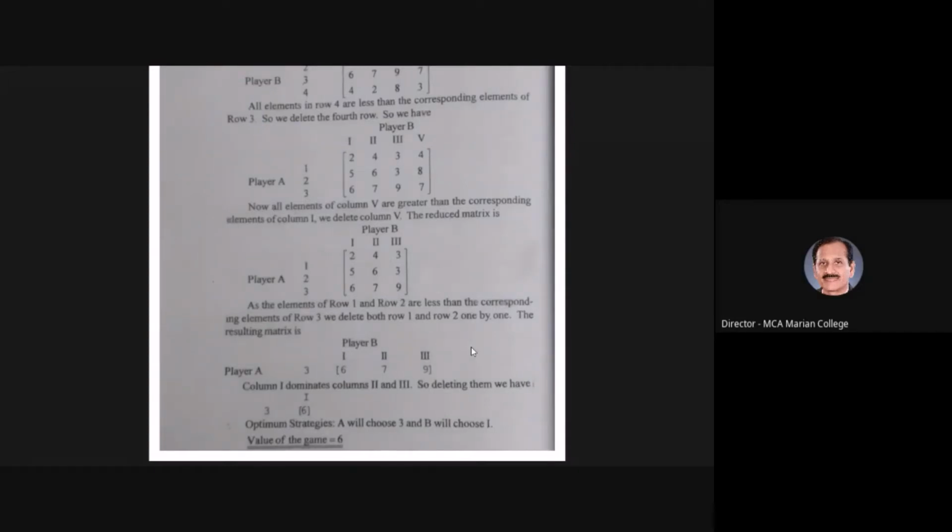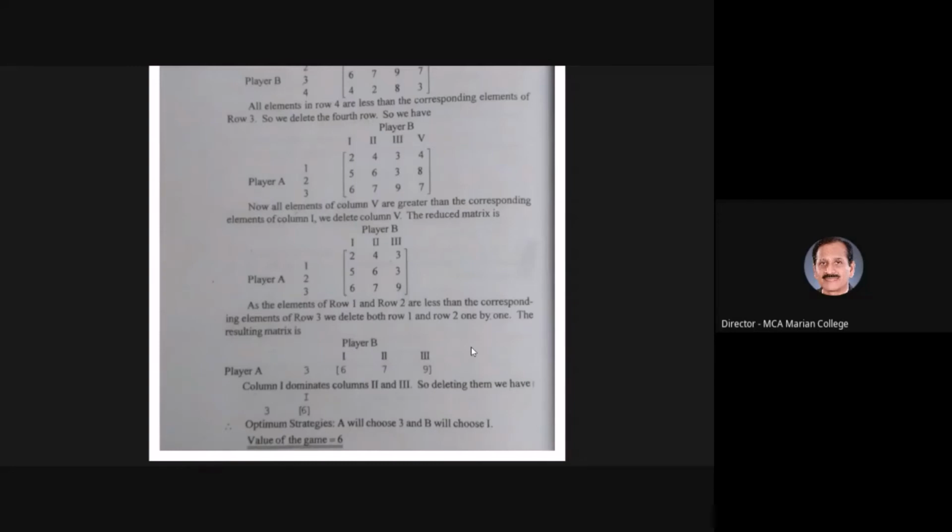Avoiding column 2 and column 3, we get one value, 6, and that will be the saddle point. The optimal strategies are, for player A, the third row, that means the third strategy, and for player B, the first strategy. So the value of the game is 6.